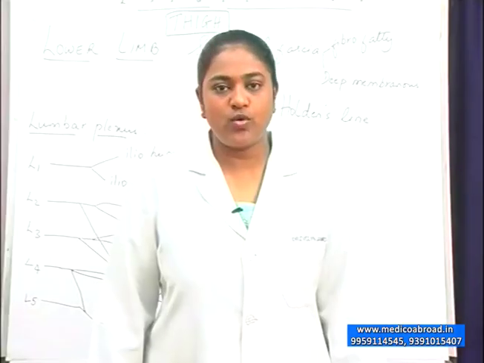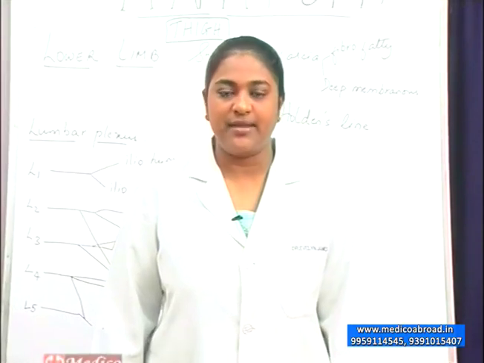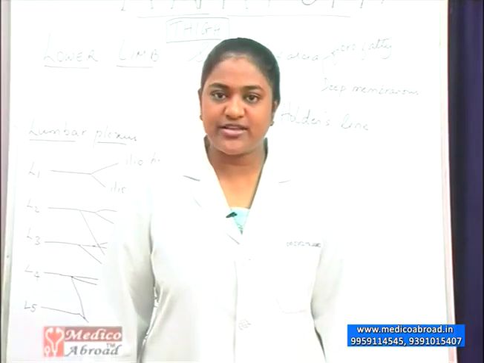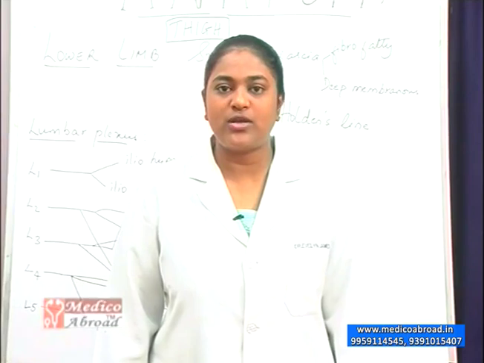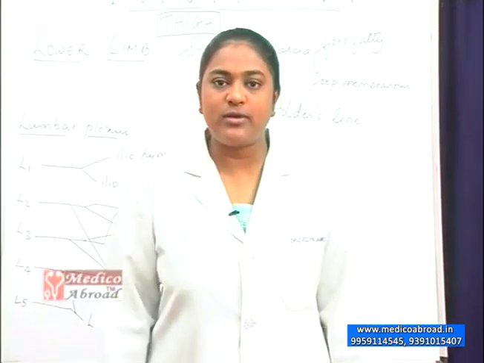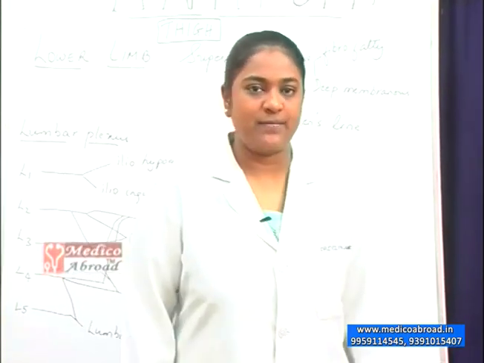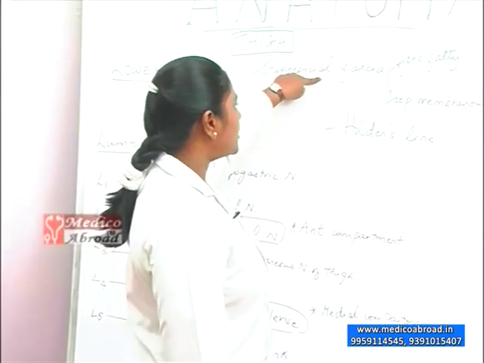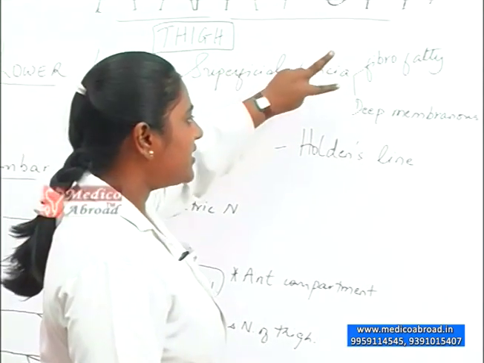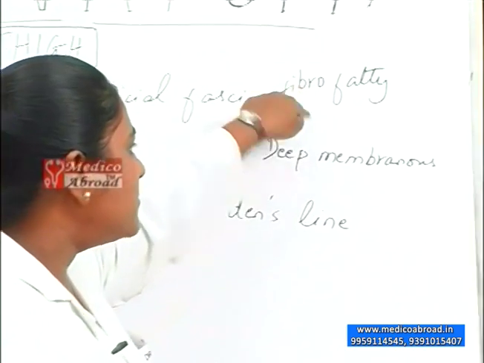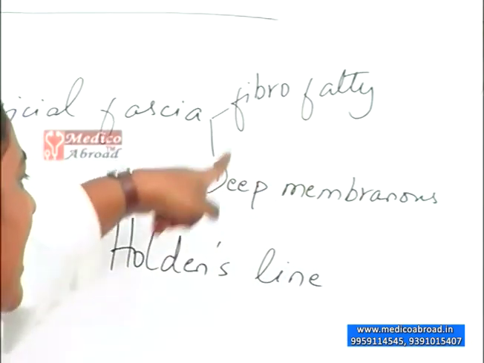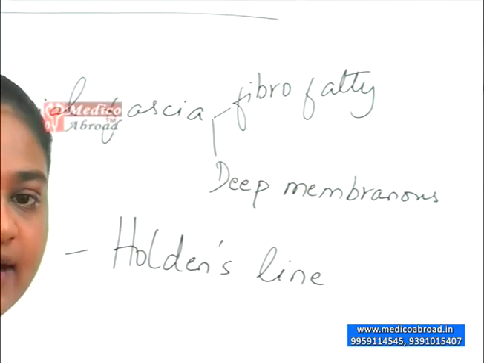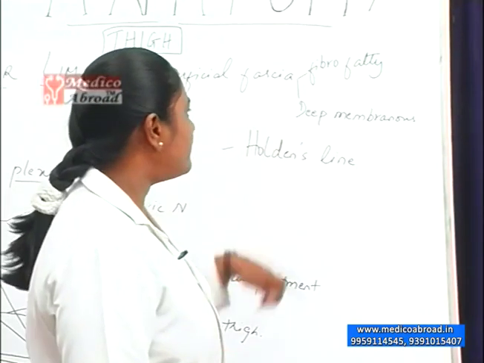The first part of the lower limb that we are going to study is the thigh. Now in the dissection of the thigh, the first layer that you will come across just under the skin will be superficial fascia. Superficial fascia of the thigh is divided into two layers, a superficial fibrofatty layer and a deeper membranous layer. There are two layers in the superficial fascia.